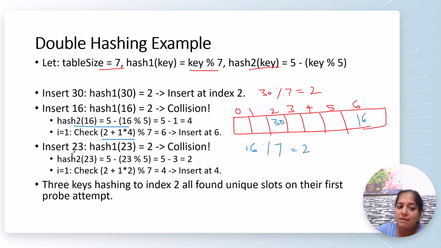Now let's say another value we want to insert is 23. 23 mod 7 again gives us 2. So again a collision. So hash function 2 is calculated for value 23. So 5 minus 23 mod 5 gives us 2. Now check for i equals 1. So it's 2 plus 1 times 2, which gives you 4. So at index 4, value 23 is inserted.